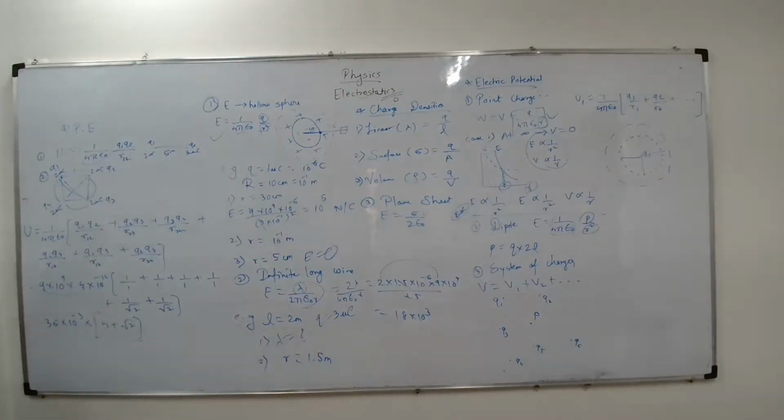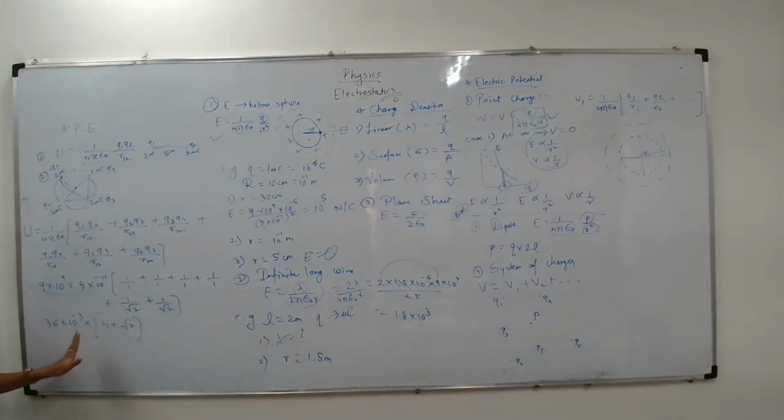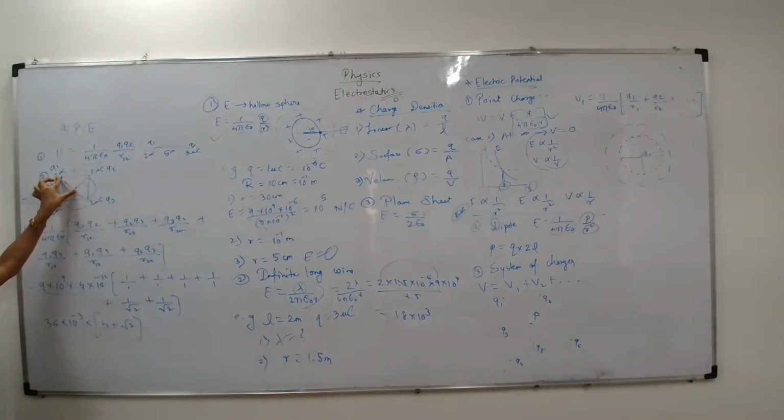Now they can give you a triangle, a square, a pentagon, a hexagon, anything they like. Now, the potential at this point, the center, you can calculate using the formula 1/4πε₀ q/r. Here the distance will be root 2 by 2, which is 1 by root 2. The distance is the same for all four charges, so you can find the potential at the center.